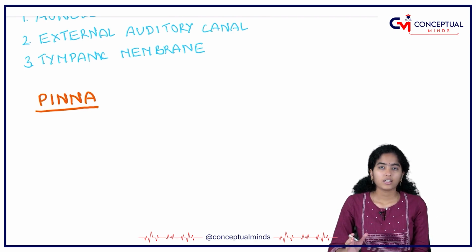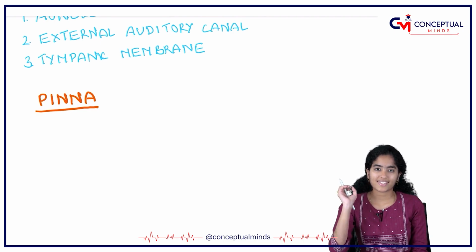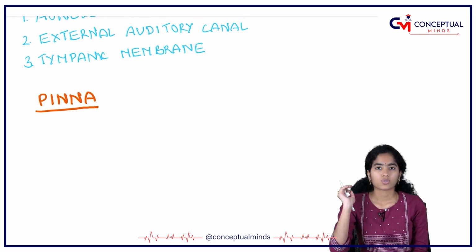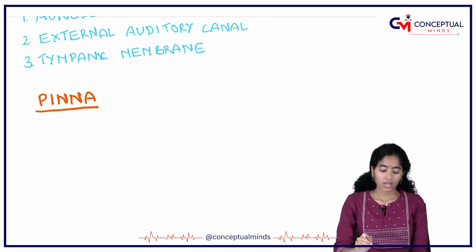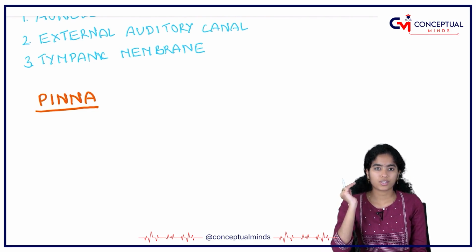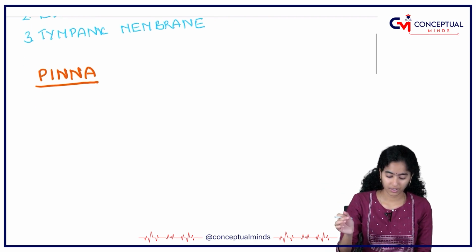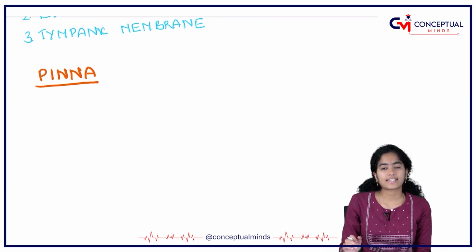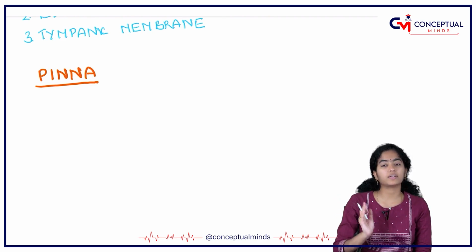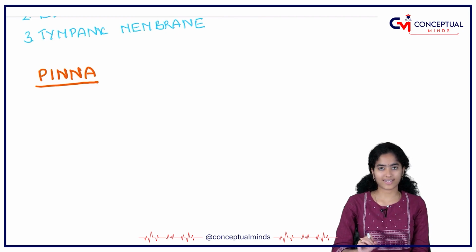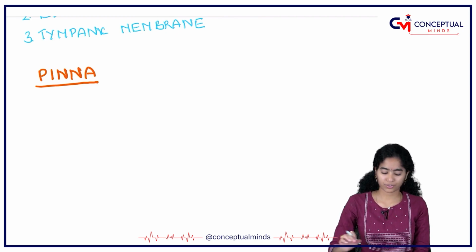Auricle or pinna is that part of the ear that assists in capturing the sound from the external environment. That is the function of the auricle. We have two auricles, one on either side of the face. Each auricle has two surfaces, a lateral surface and a medial surface. The lateral surface consists of many elevations and depressions. There are a variety of structures present on the lateral surface. Let us look into each one of them.